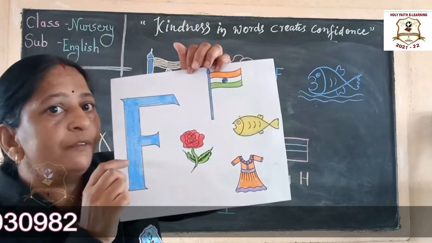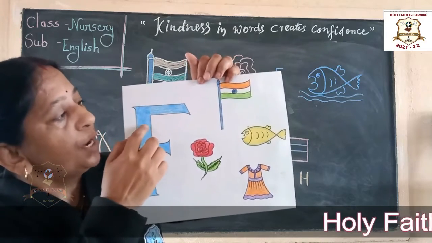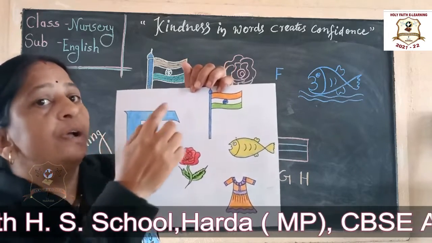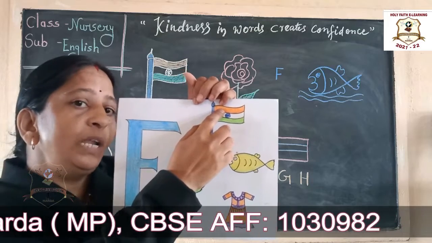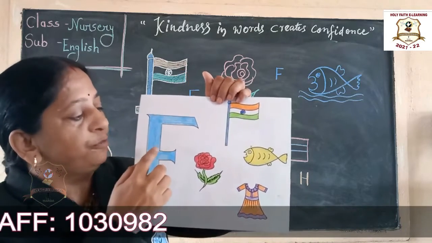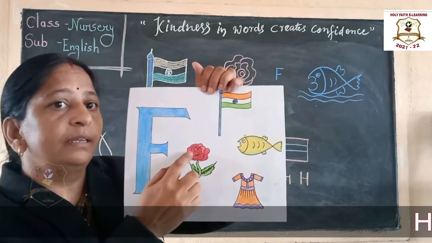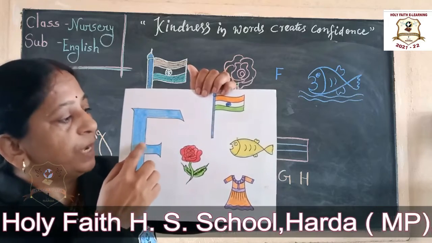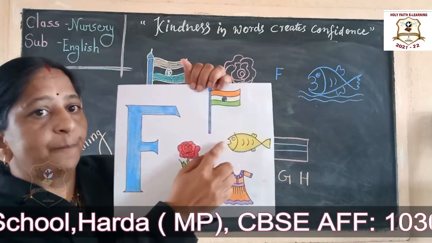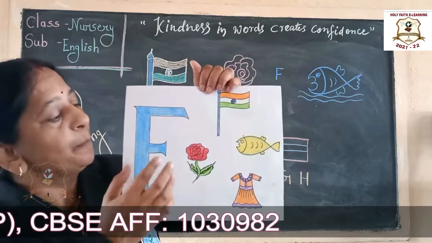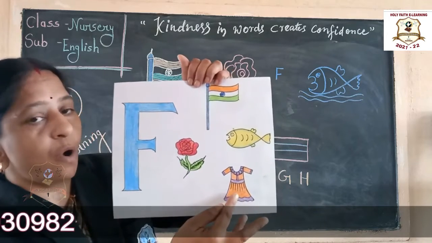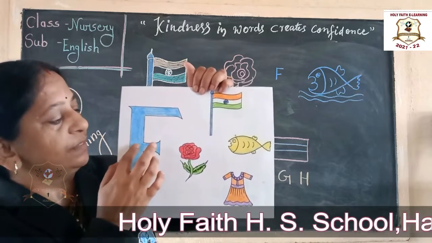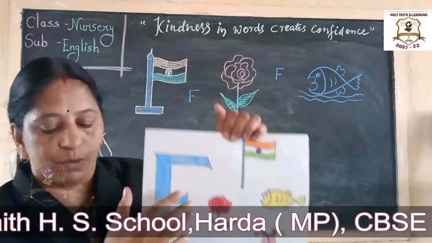What is the sound of F? F. Say loudly. F. F. Flag. Very good. F. F. Flower. Wow. F. F. Fish. Fish means machli. F. F. Frog. Frog देखिए ना पहनती हैं आपकी sisters. Yes. F. F. Frog.